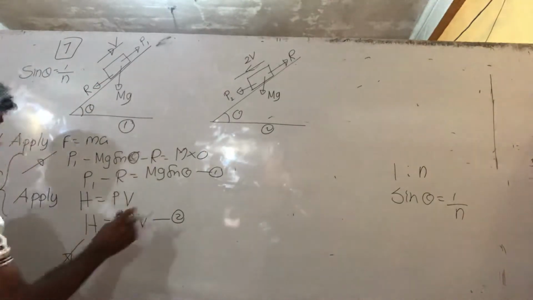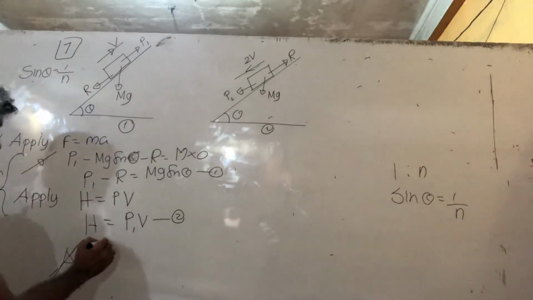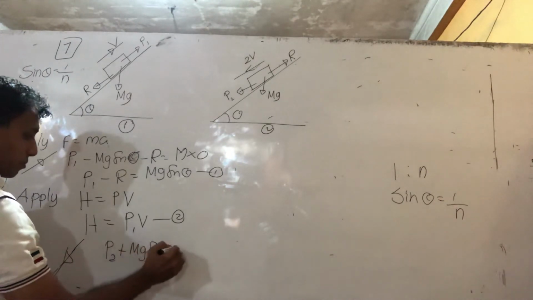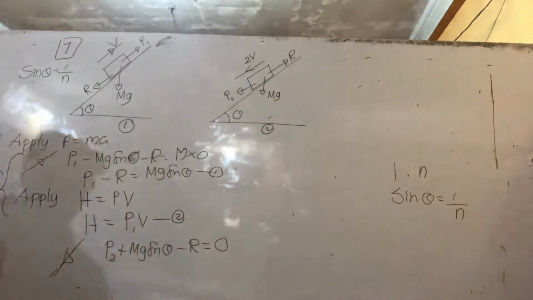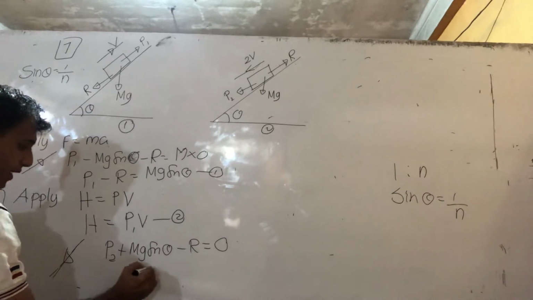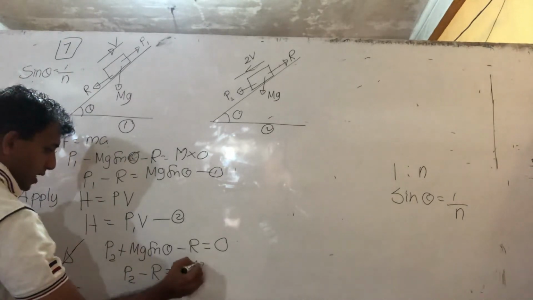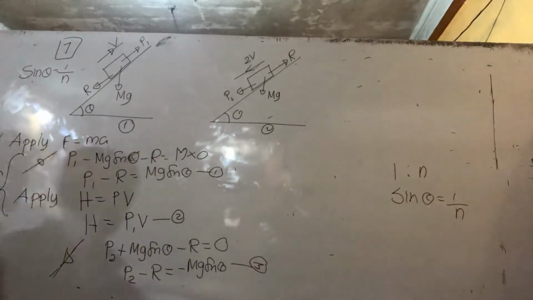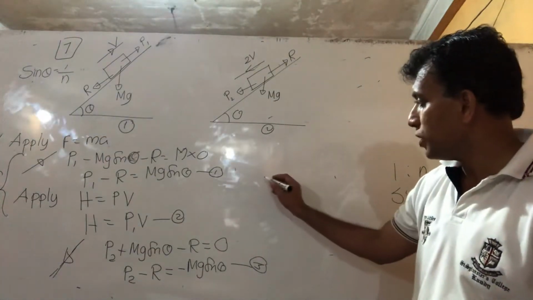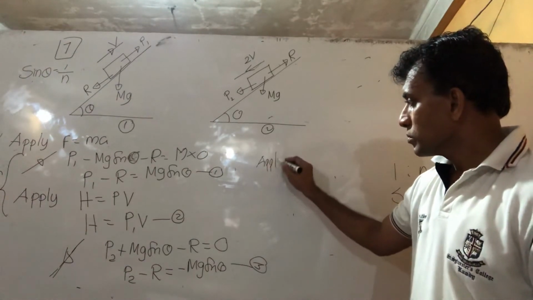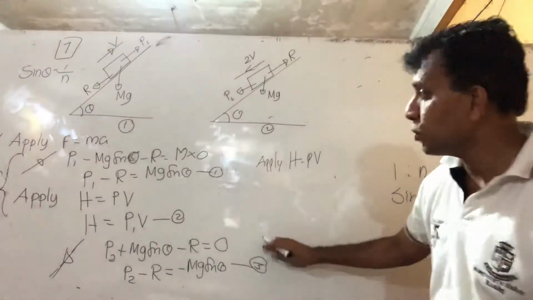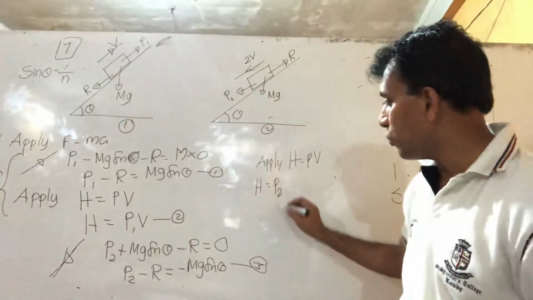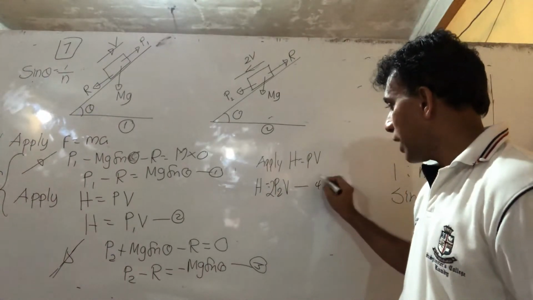For the second figure, apply the same method as coming down. Apply down: P2 plus mg sine theta minus R equal to 0. Otherwise I can say P2 minus R equals minus mg sine theta. You know the theta value, right? Third equation. Next apply H equal PV for the second figure. H is the power, P equals P2, and the velocity is 2V. That's all the applied mathematics part.